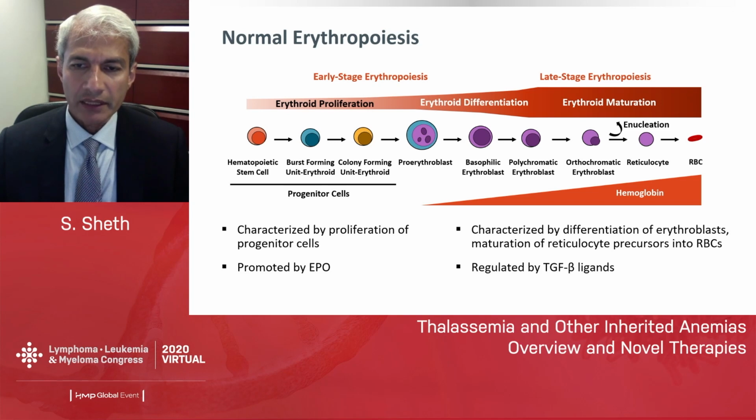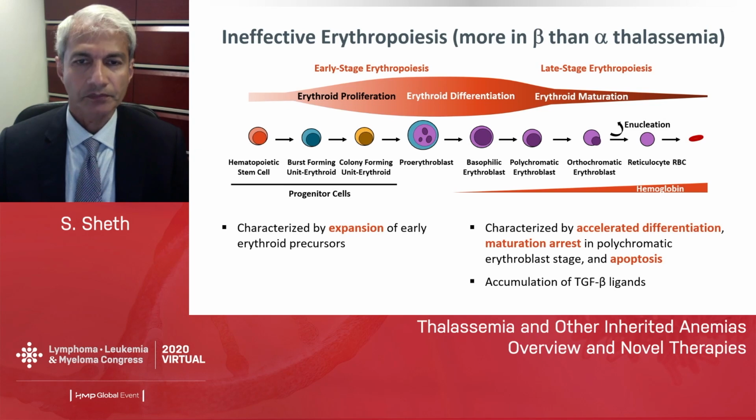It's somewhere in the middle that hemoglobin starts to be produced as a result of expression of the globin genes, and that then fills up the red blood cells and they come out into the circulation. It's important to keep in mind that the late stage is regulated by members of the TGF-beta superfamily of ligands, and this is relevant, and we'll talk about that when we talk about some of the newer therapies later on in the presentation.